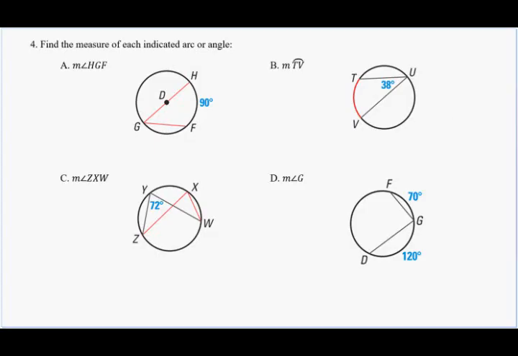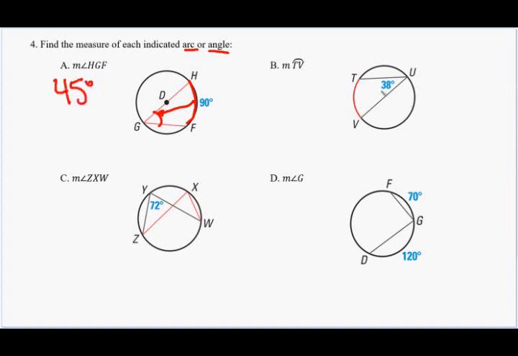Number 4 here, we just got parts A, B, C, D. I think there's an E and F on the next slide. Let's see, find the measure of each indicated arc or angle. Here we want angle H to G to F in here. We've got a 90-degree arc, so we will cut that in half. The angle is 45 degrees.